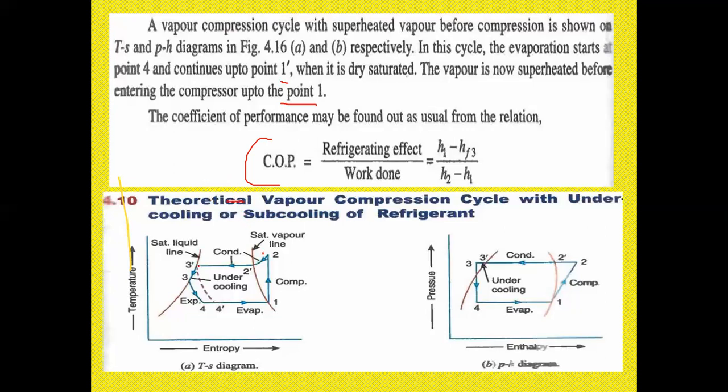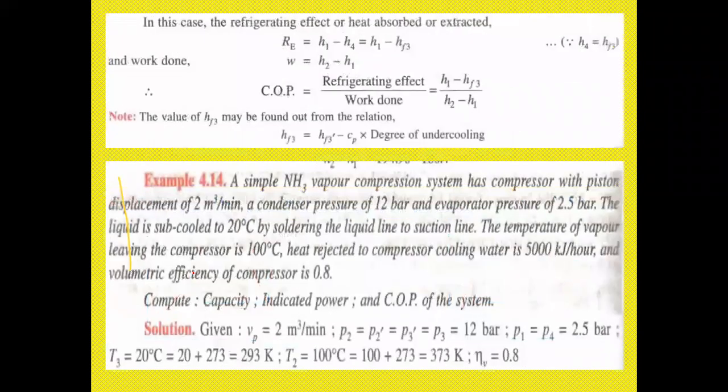Later it goes from 3 dash to 3 and 3 to 4. So the process of subcooling and superheating is applied at the junctions of the device. To increase the performance, we have made changes here. At point 2 the change has been made, and also at point 3 the change should be made. Next, in this case the refrigeration effect or heat absorbed is with H4 equal to HF3.